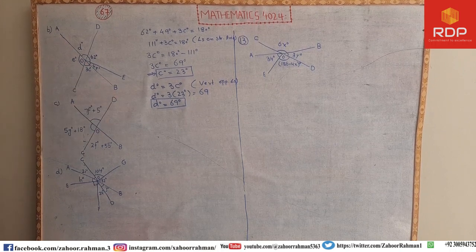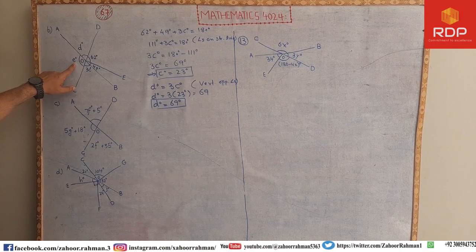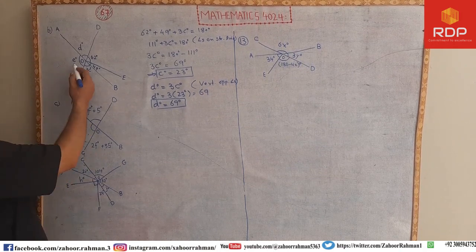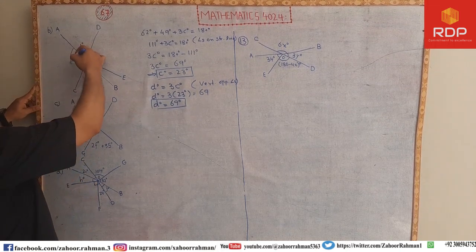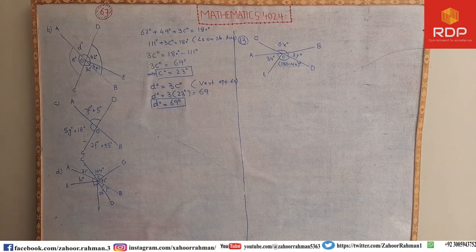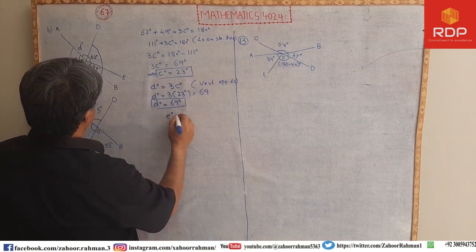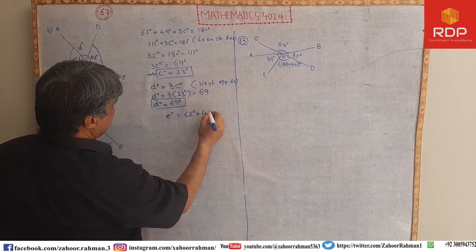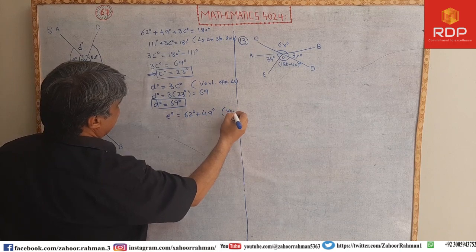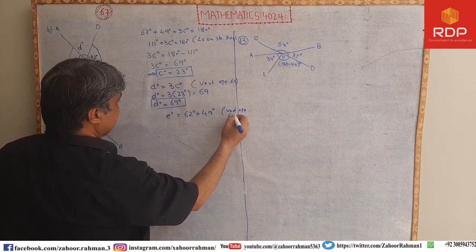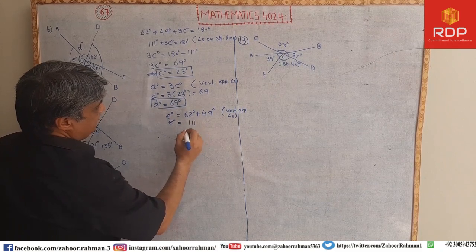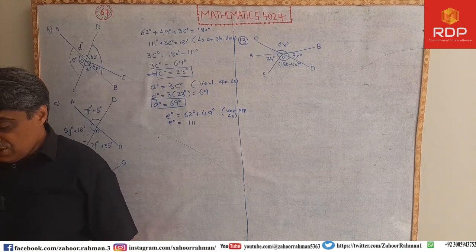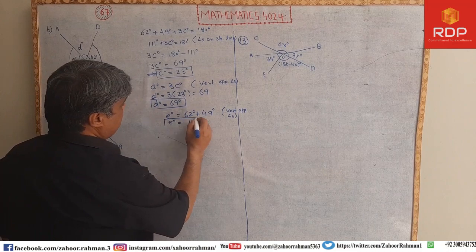Because this is a straight line, either you can find E degrees plus 3C degrees is equal to 180, or E degrees is equal to 62 plus 49. That is comparatively easy, because this and these are vertically opposite angles. These are the straight lines. So I can write E degrees is equal to 62 degrees plus 49 degrees, vertically opposite angles. And very simply, we can find E degrees is equal to 111. So we found the value of E to be 111.